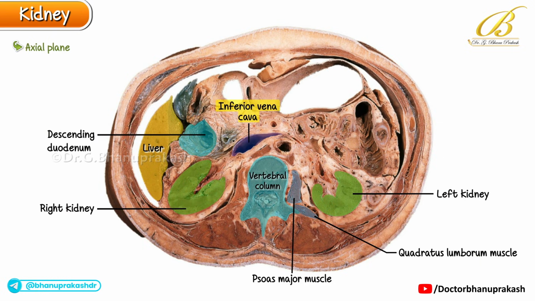seen. The inferior vena cava, IVC, lies close to the medial border of the right kidney, while the abdominal aorta runs along the medial border of the left kidney. Notably, the left renal vein crosses anterior to the aorta, a key feature visible in this axial view.